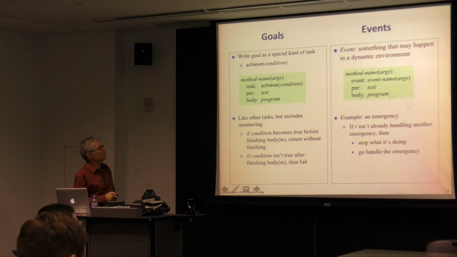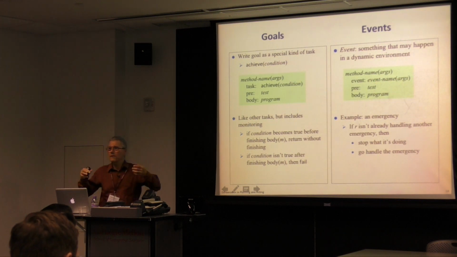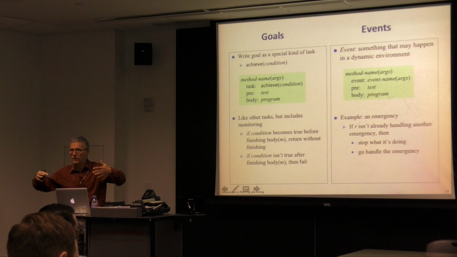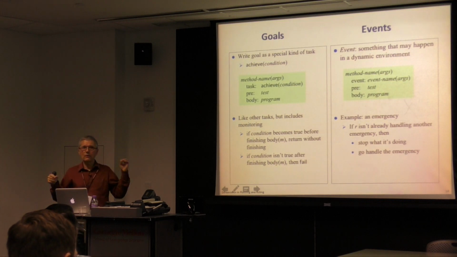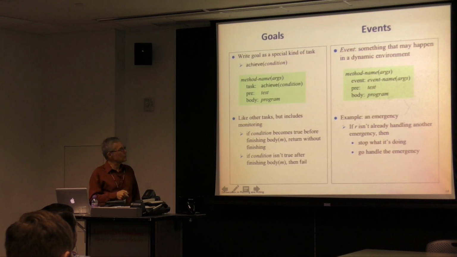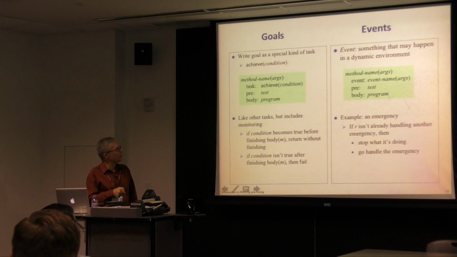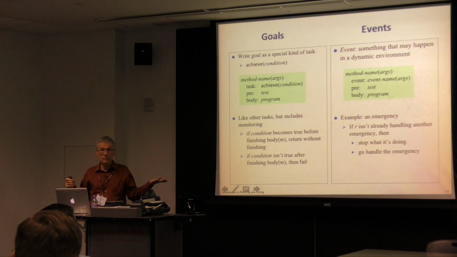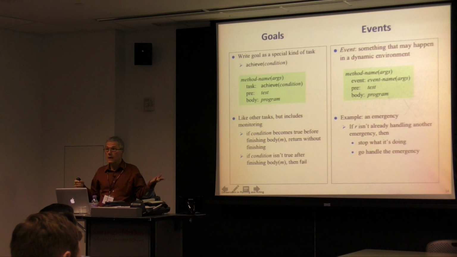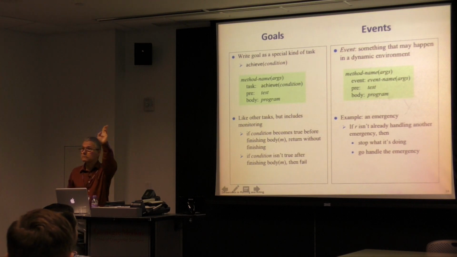Events, well, instead of saying task, we say event. The rest of the syntax is the same. You have an event name and arguments. An event is simply something that can happen in a dynamic environment. Okay? And so at that point, you may need to figure out how to respond to it. For example, if it's an emergency, then you might have a method that says if you're not already handling another emergency, then stop what you're doing and go handle it. Okay? Any questions about any of that? All right?